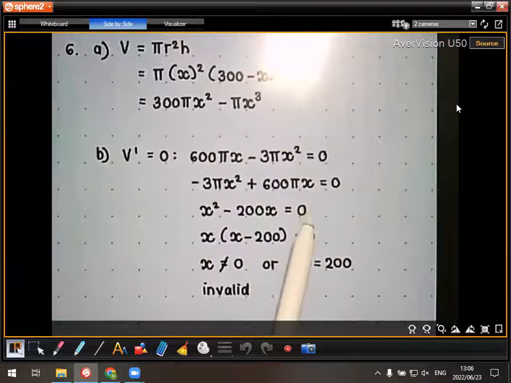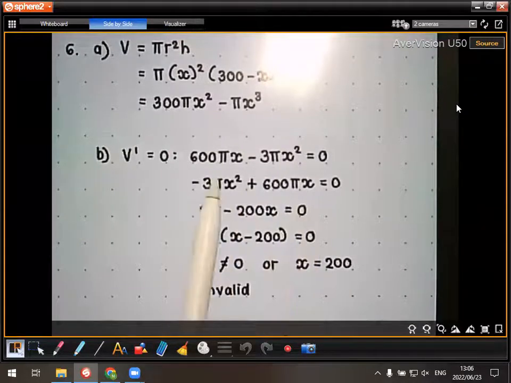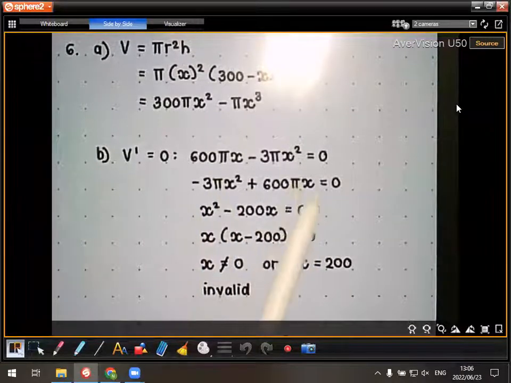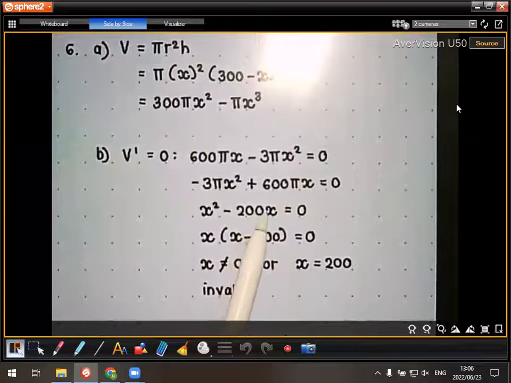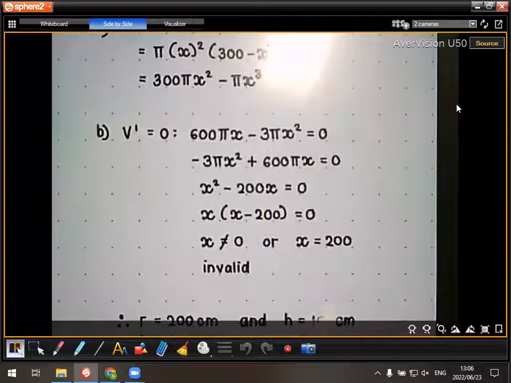Right? Remember pi is a number, you can divide by. So I just divided that term by negative 3 pi and that term by negative 3 pi. So I ended up with that, which is just, now you're going to have to take out x as a common factor. We get x times x minus 200. So then for x equals 0 or x equals 200, x equals 0 is invalid because if your radius is 0, then you don't have a shape. So you have to say that that one is invalid.